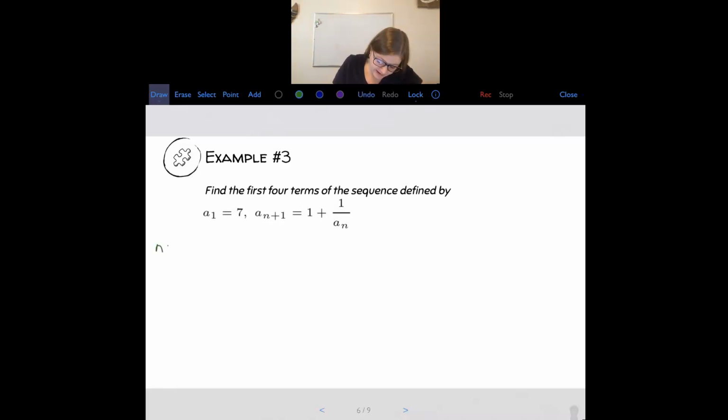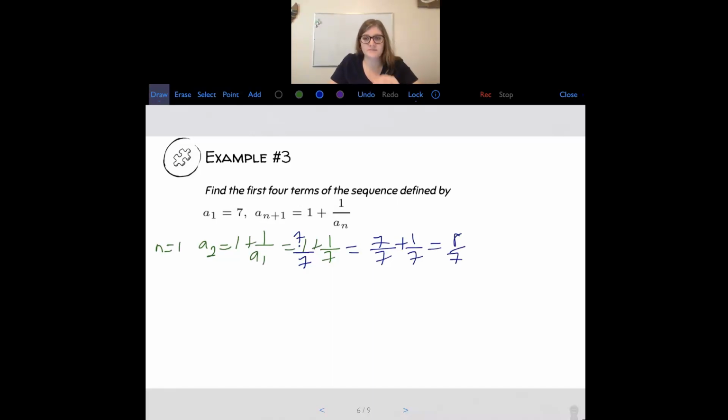So that means that n is going to be equal to 1. So this gives us a sub 2 is equal to 1 plus 1 over a sub 1. A sub 1 is 7, so this is 1 plus 1 over 7. Don't leave it like this. We have to get common denominators in order to add these together. So our common denominator is 7. If I multiply by 7 on the bottom, I multiply by 7 on top. So I have 7 over 7 plus 1 over 7, which is 8 over 7. So a sub 2 is 8 over 7.